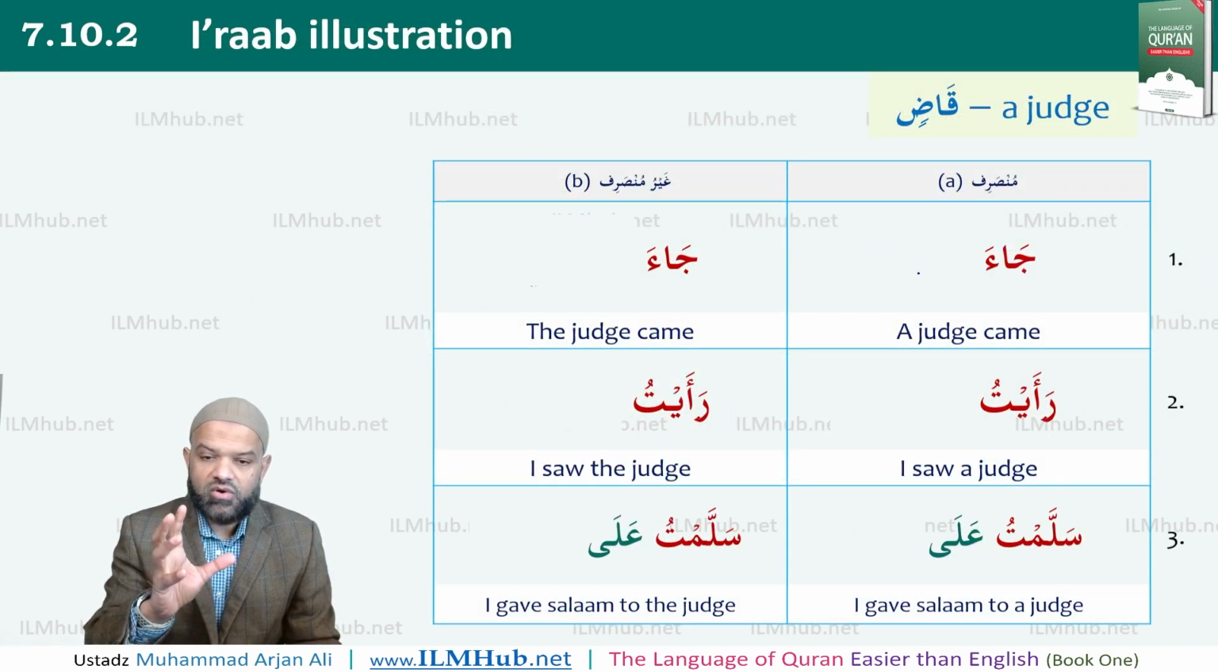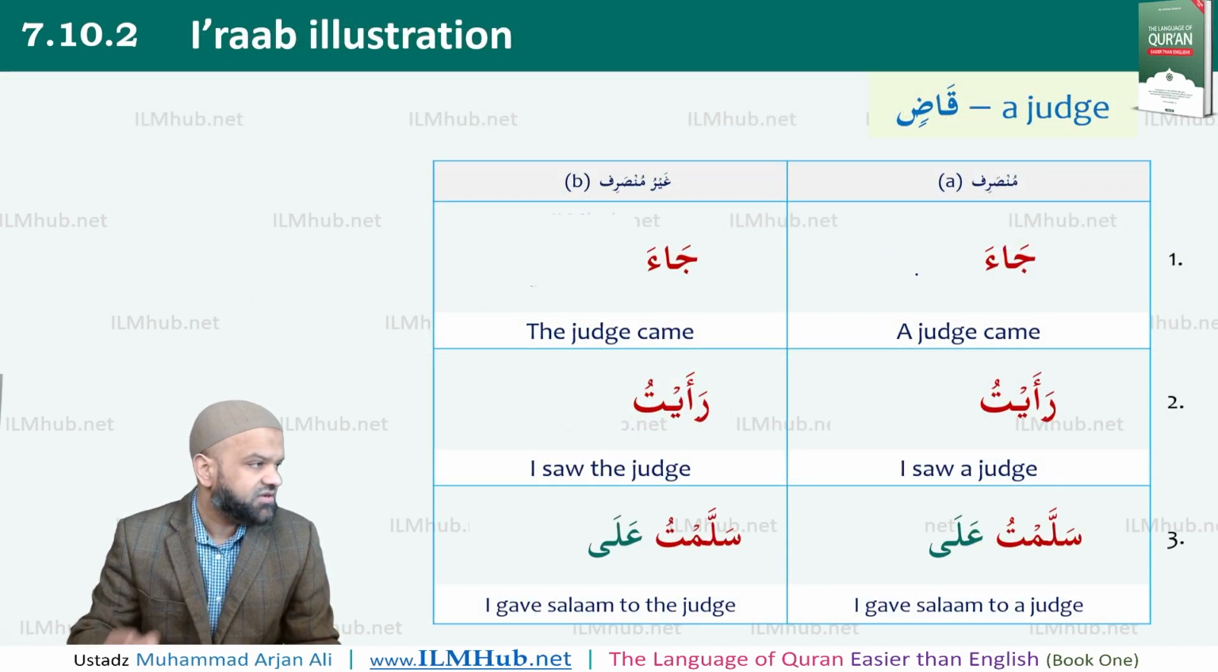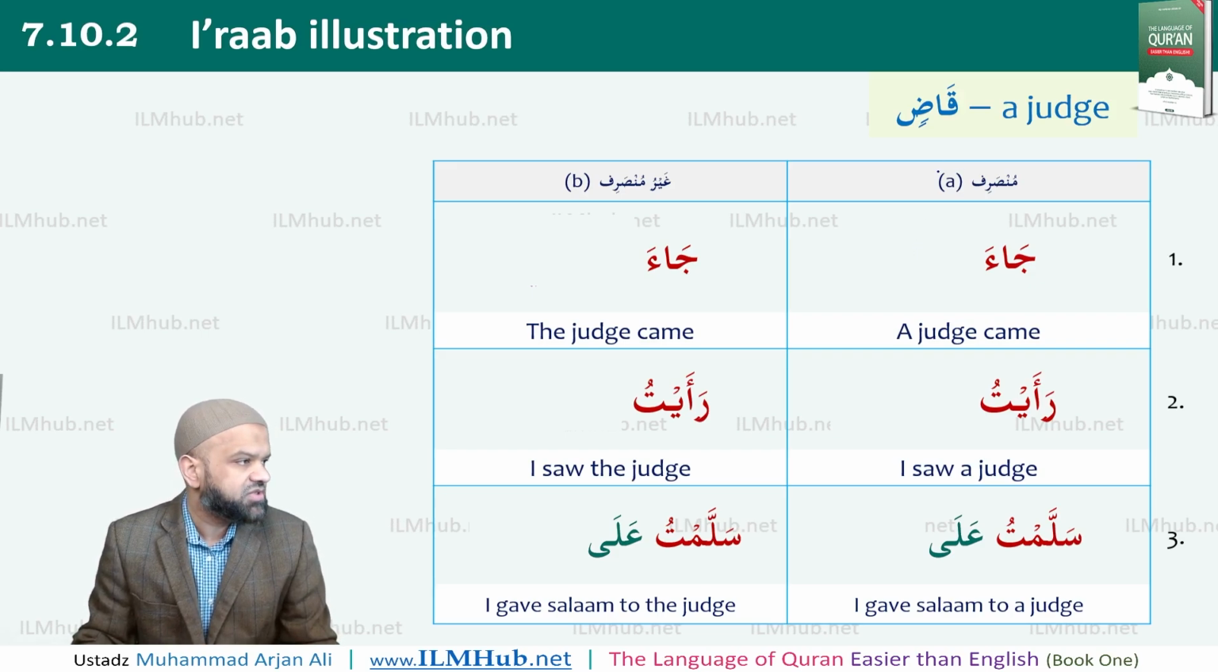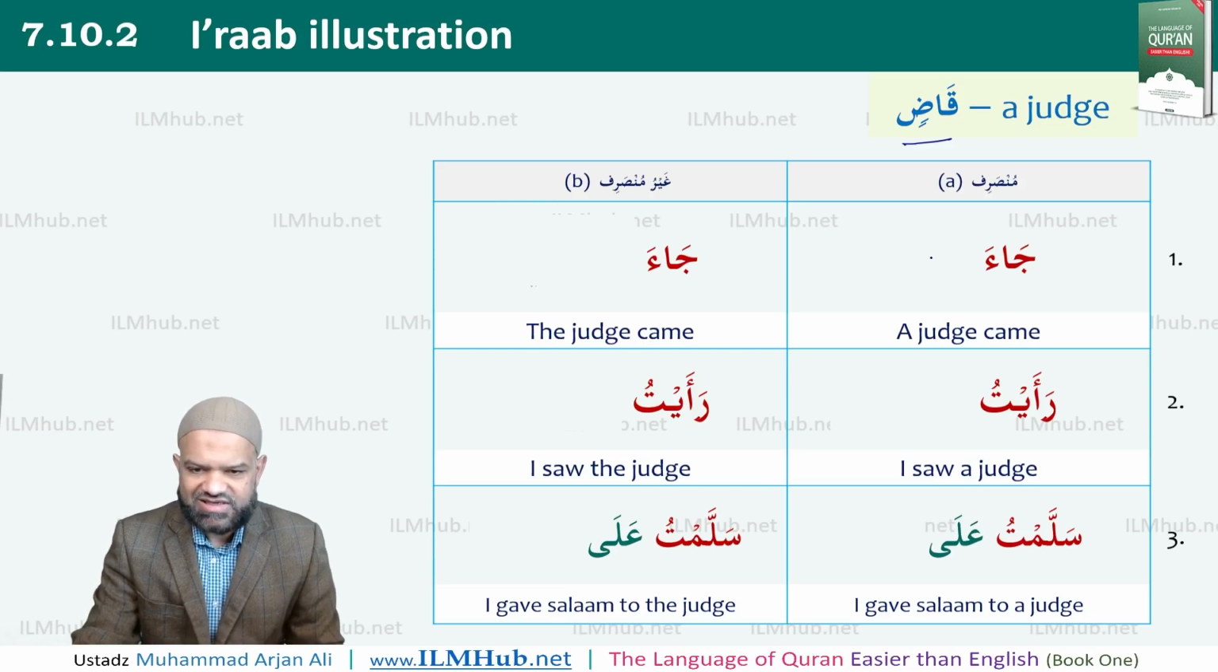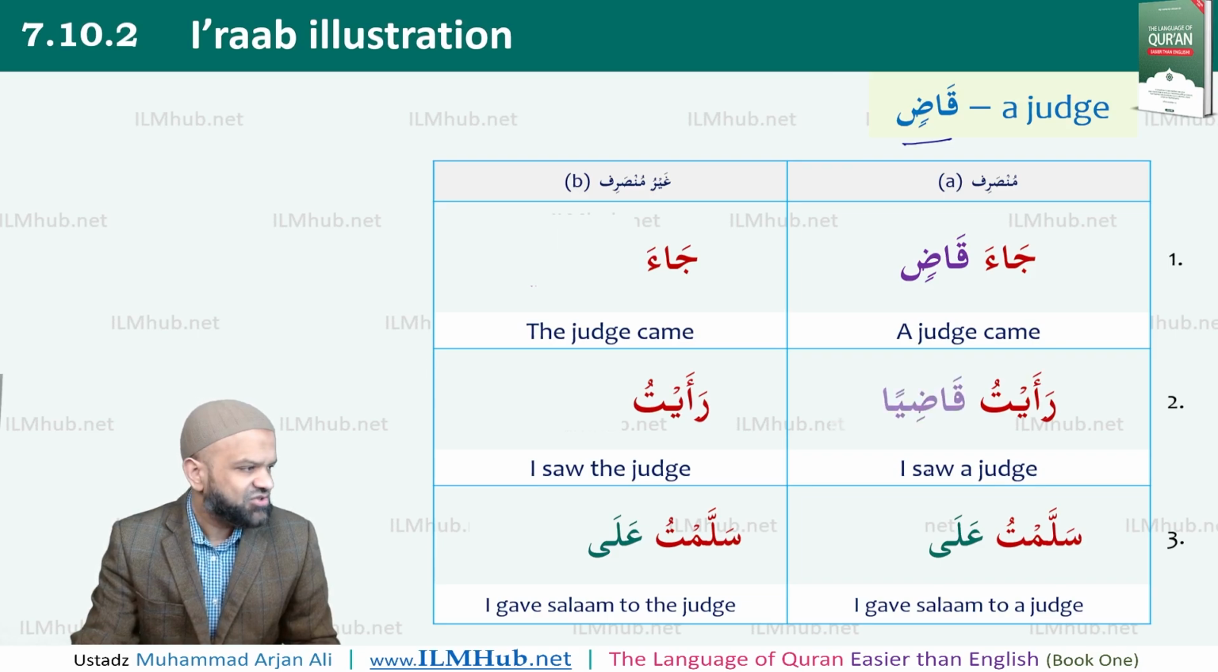To illustrate how the expression of i'rab happens with these types of words, I've chosen one word, qadin, which means a judge, and it belongs to the manqus category, declining exactly the same way as wadin. So I want to say a judge came: Ja'a qadin. I saw a judge: ra'aytu qadian. So in the nasab you see the fatha come back. Sallamtu ala qadin. So it is jar here, rafa here, and nasab here because of the role.